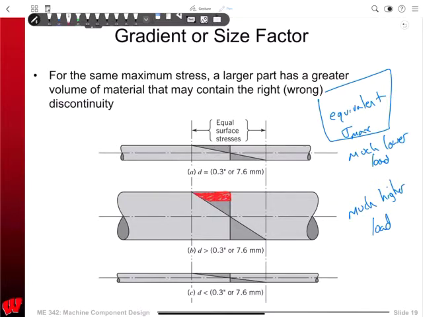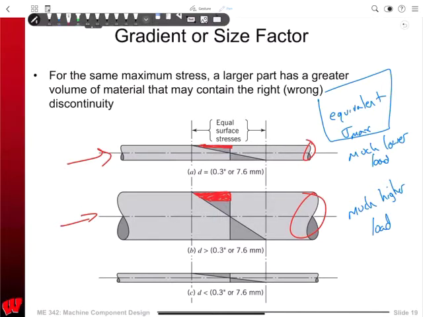Now, steel is not a homogeneous material. It's not a continuum. Steel is made up of little crystals. The crystals in this one are the exact same size as the crystals in this one, right? So the number of crystal boundaries, the number of crystals, the number of imperfections per unit volume is the same. So the chances of me having a high stress at an imperfection is much greater with the bigger one than it is for this one, right?